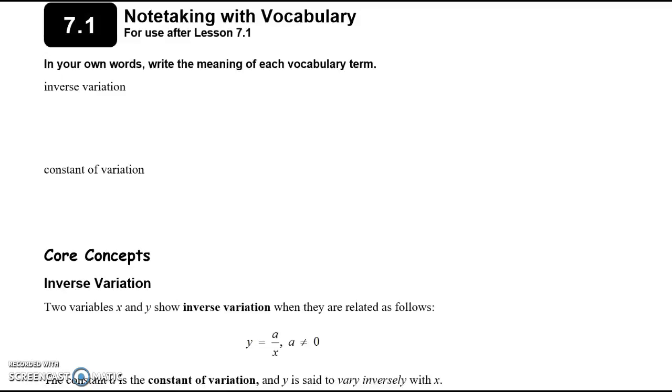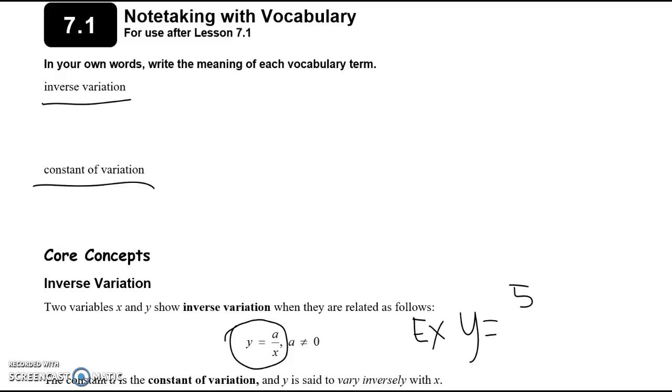Go to chapter 7 in your journal and get the definition of inverse variation and constant of variation. You'll see below there's an example. If we have y equals a over x, an example of this would be y equals 5 over x, and my constant would be 5.